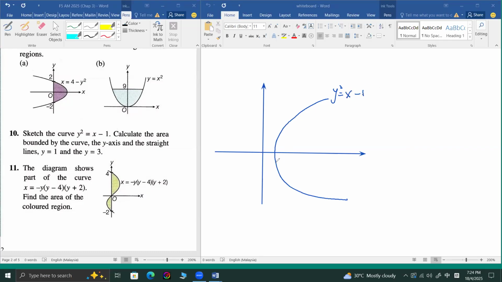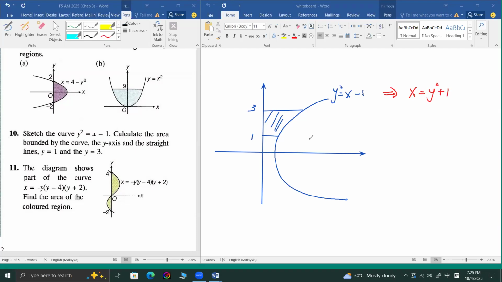You see, it's the opposite. If 0 is here and it's positive, you move to the left. So class, question 1, y is 1, y is 3, asks to find this region. Why I say opposite, maybe you're a bit confused. See, I change it to x equals y squared plus 1.